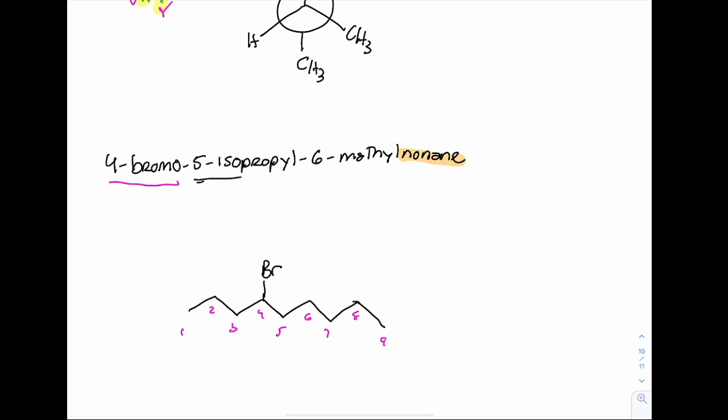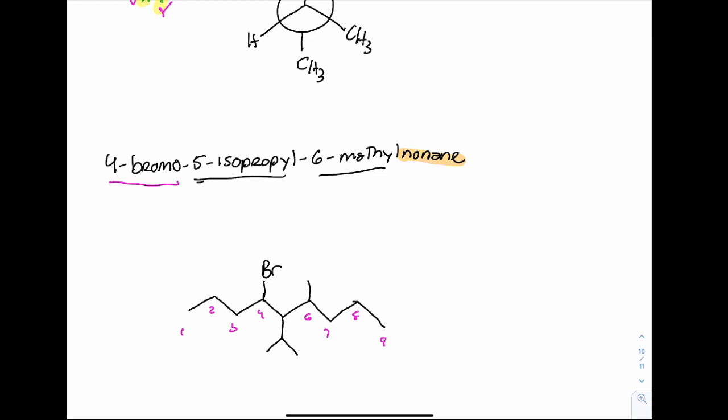On the 5th carbon, I have an isopropyl group. That was one of our special alkyl groups, so until you learn those, that one's a little tricky. I'm just moving that 5 out of my way. But isopropyl was this one. On the 6th carbon, I have a methyl group, and I'm done.